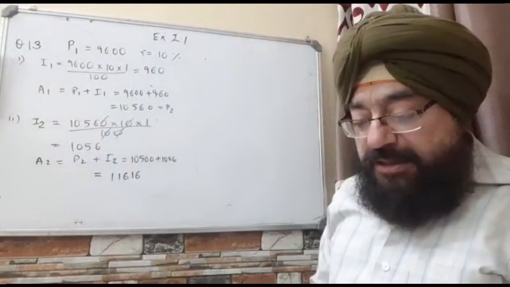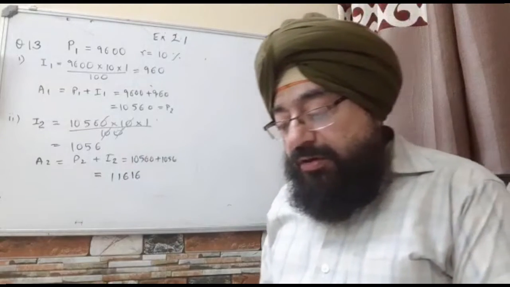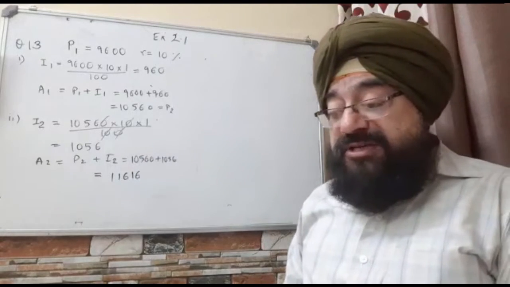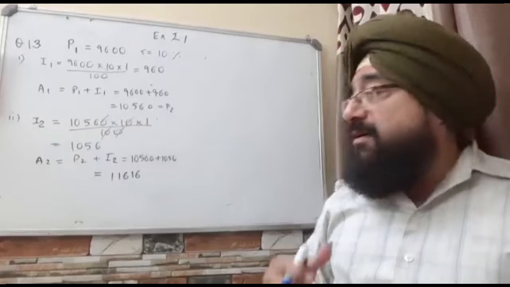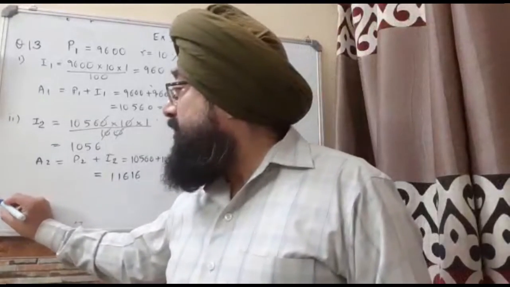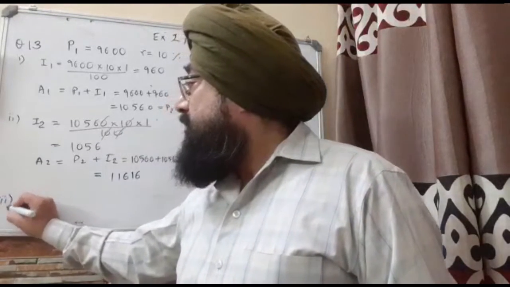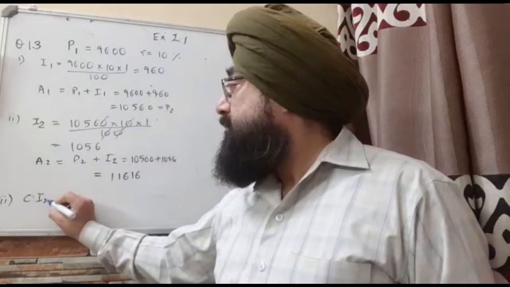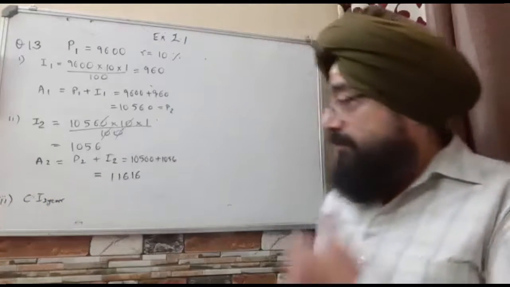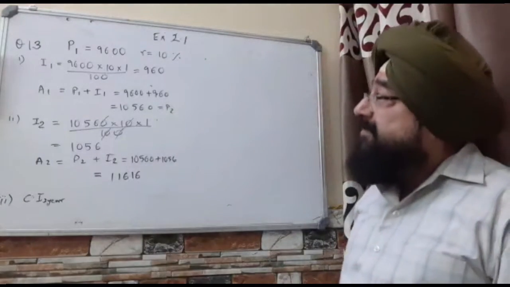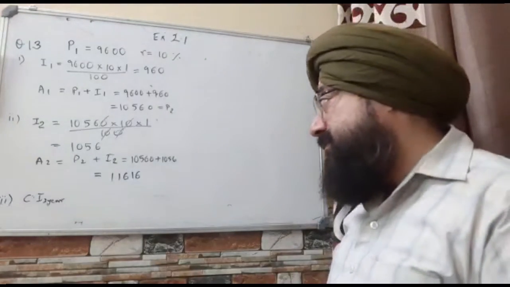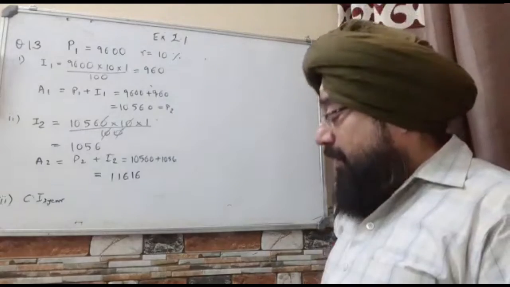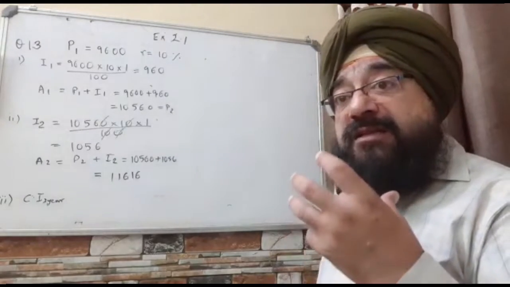Third part of it now asks, find the compound interest earned in 2 years. What is the compound interest earned in 2 years? Sir, may I tell? Yes, please go ahead. The compound interest equals to A minus principal. So the original principal is 9,600. Okay. Minus amount is 11,616. Very good. You have done the right thing.